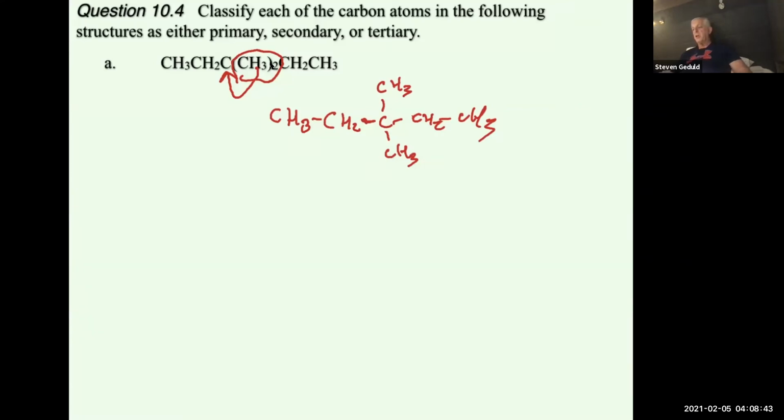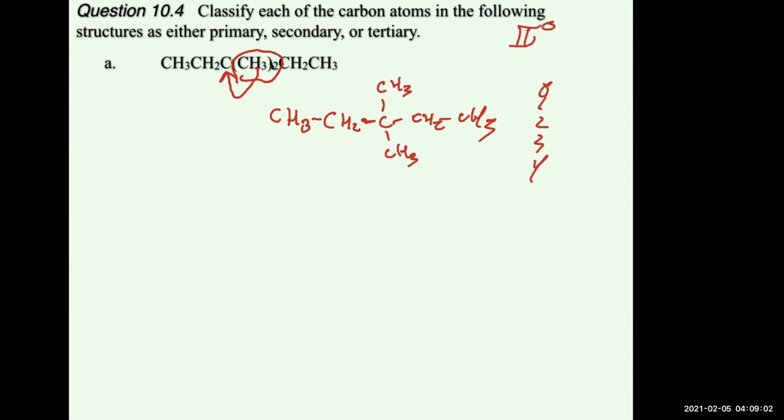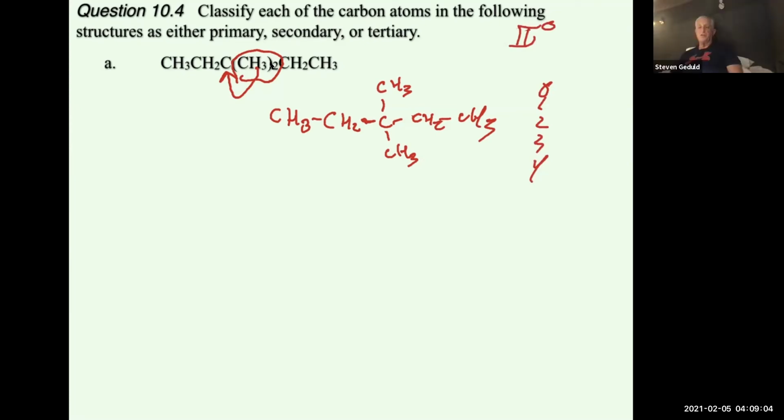So if we look at this structure, how many secondary carbons are in this structure? You could have 0, 1, 2, 3, or 4. What would your answer be? The number of secondary carbons. 2. Very good. Perfect. There's 2 of them. Secondary carbons are right here and right here. By definition, a secondary carbon has 2 carbons attached to it. How many primary carbons are there?